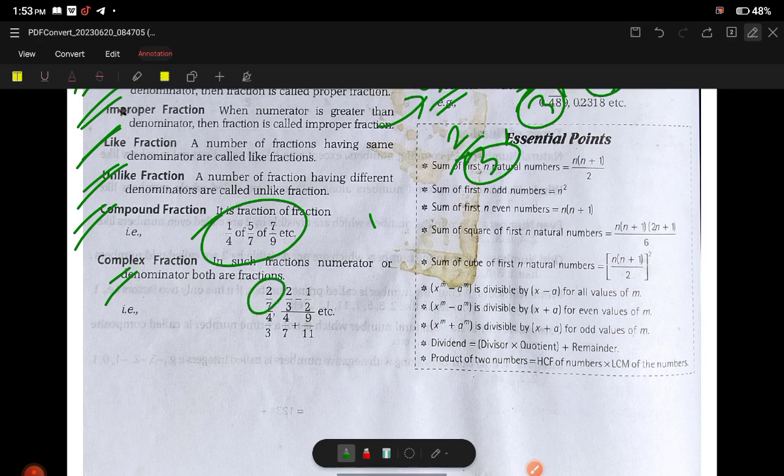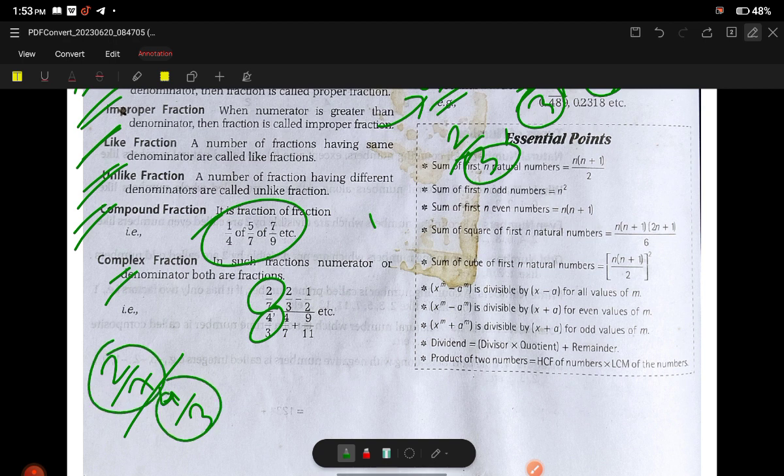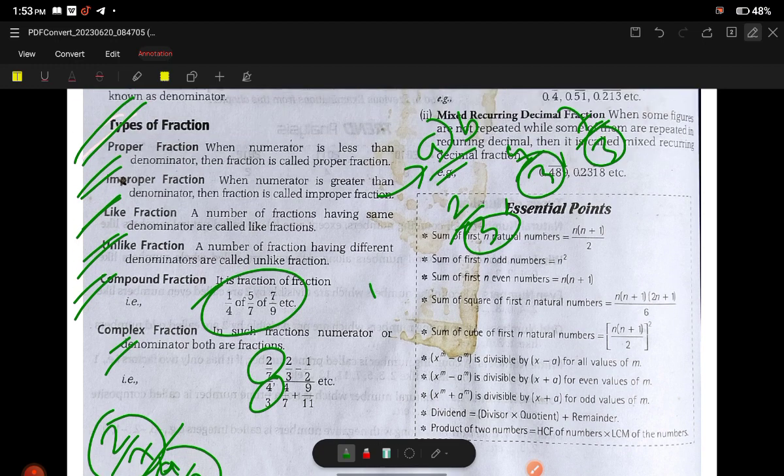You see this 2 upon 7 and 4 upon 7. 2 upon 7 is itself a fraction, and it will be over 4 by 3. So 2 by 3 upon 4 by 3. So this is a complex fraction. Okay, all right.